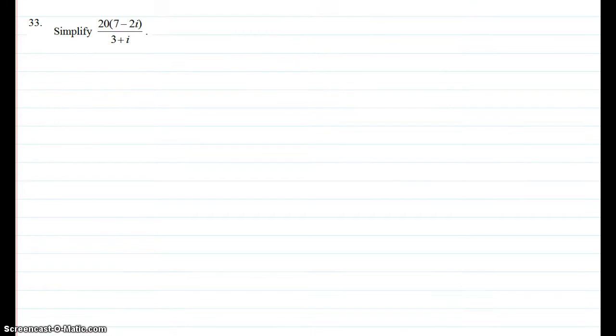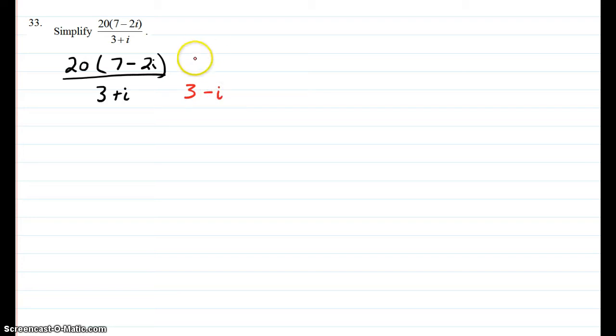Alright, for number 20 we're going to simplify, and you could multiply the 20 in as your first step, but I'm not going to do that because I want to keep the numbers small. And so now here's an example where we'd use the complex conjugate. This will get rid of the imaginary number in the denominator. So we're going to multiply top and bottom by 3 minus I.